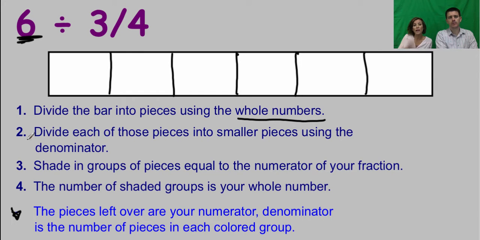So we need to divide each of our 6 squares into smaller pieces using the denominator of the second fraction. So we've got fourths to do. 3 lines will give us 4 equal spaces. He's going to try to make them as even as possible. So we have 4 in the first section, 4 in the second section.